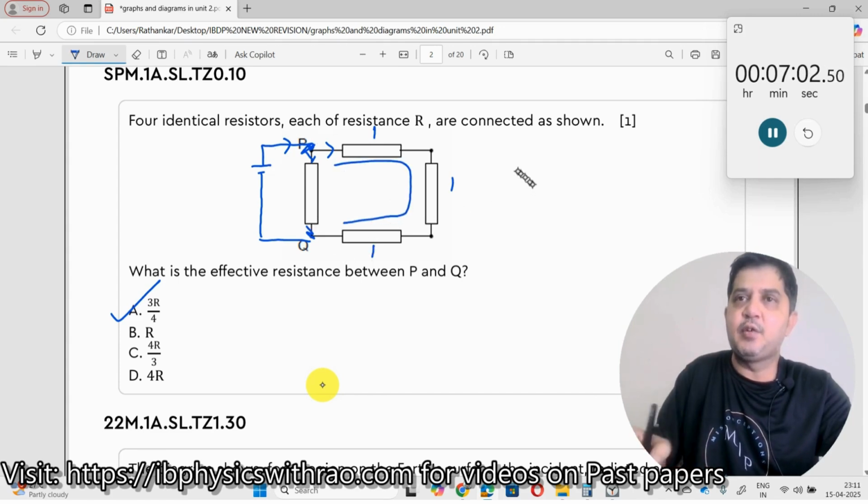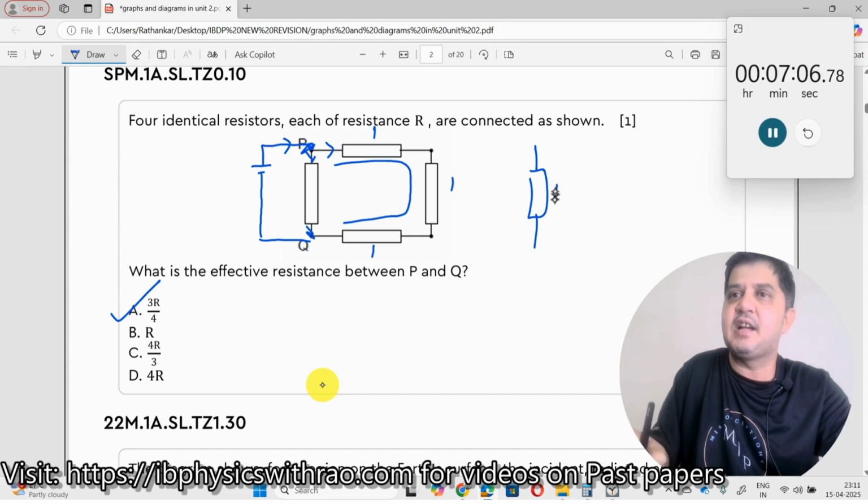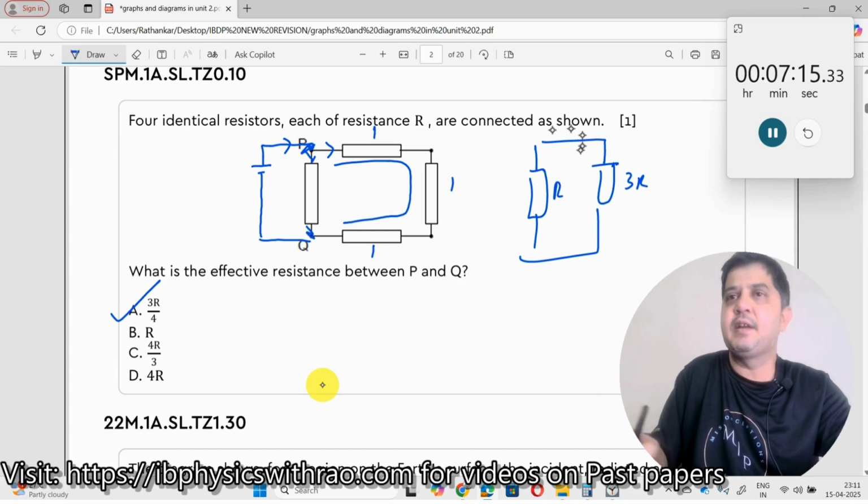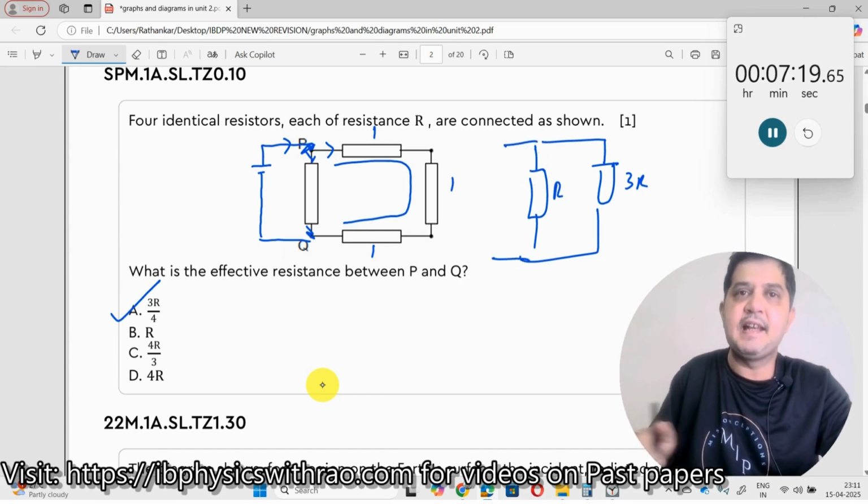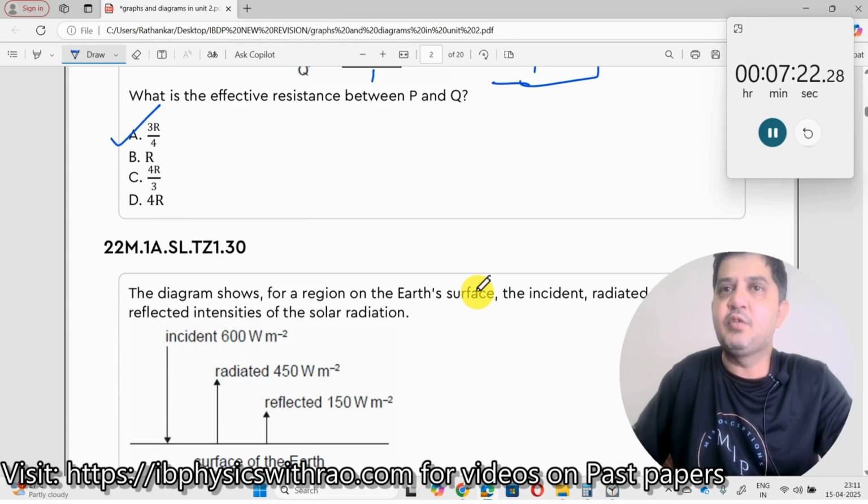If this is a series circuit, what can I do? I can put this resistor as R here, and I can find the effective resistance here. This would be 3R over here. And then these two appear to be parallel, and now I can find the effective parallel resistance between these two, right? So the answer is going to be 3R/4. You try out the solution.